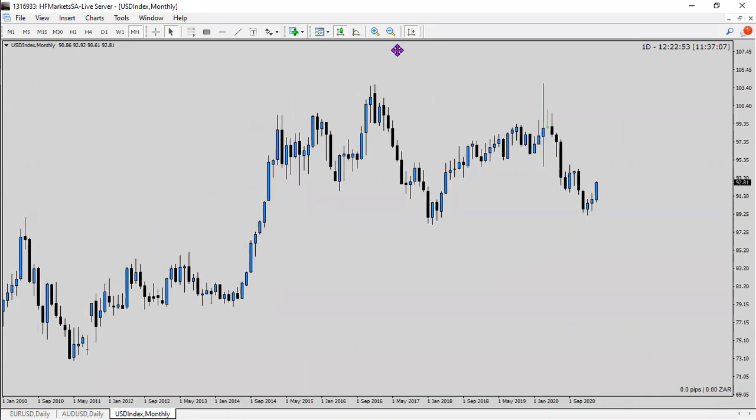Let me just grab my annotator here. What color should I use? Let's use yellow. I think yellow is pretty bright. All right, cool. So let's look at the monthly chart.